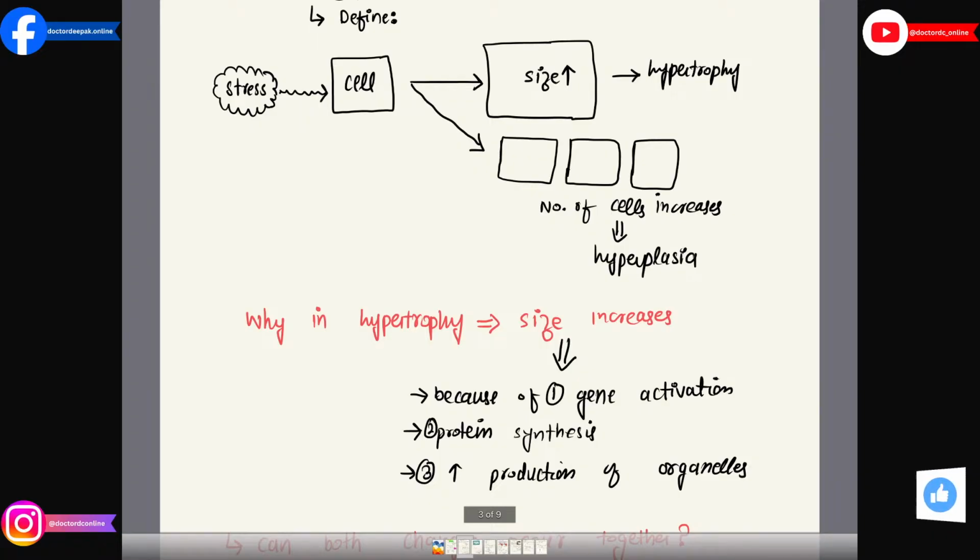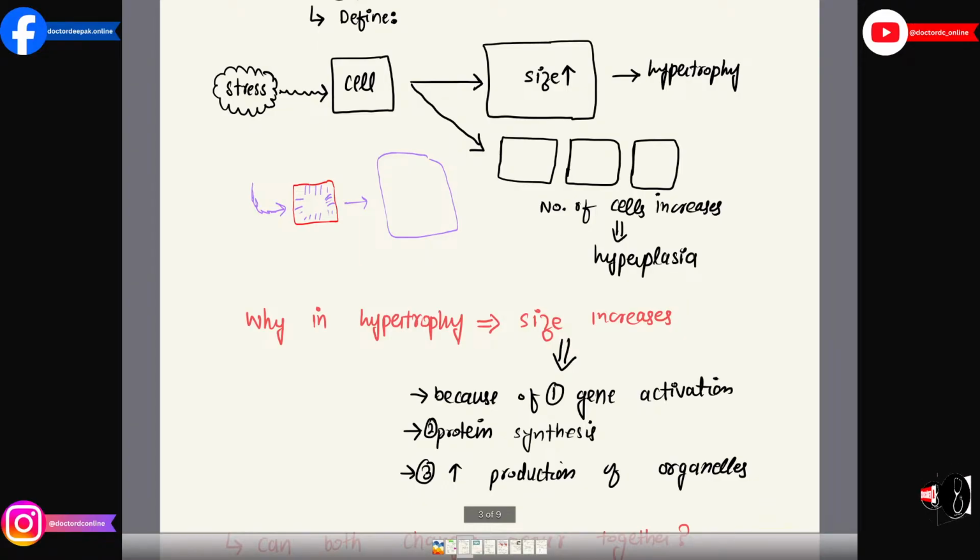So let's suppose this is the cell. I'm just trying to explain with an example. We know that in our cell there are different kinds of cytoskeleton proteins. These are the intracellular cytoskeleton proteins which help to maintain the cell size, cell shape, or cell integrity. So that's about the cytoskeleton. When I put a stress on this cell, it will increase its size, and that is called hypertrophy. Now the question is, how does that cell increase its size?